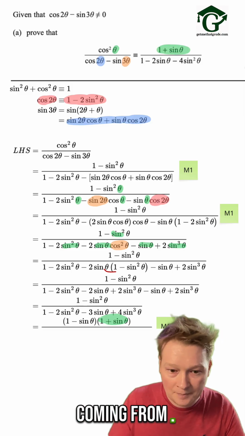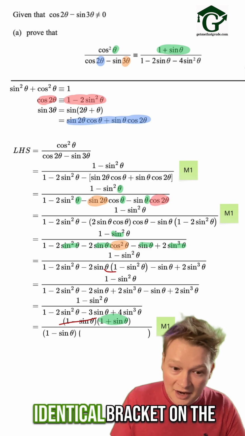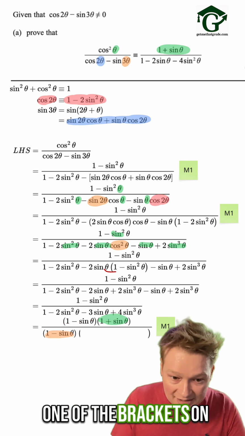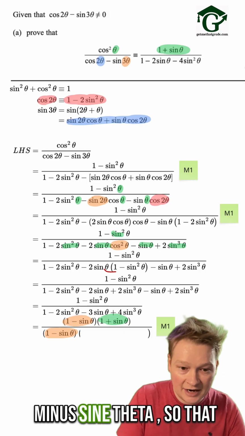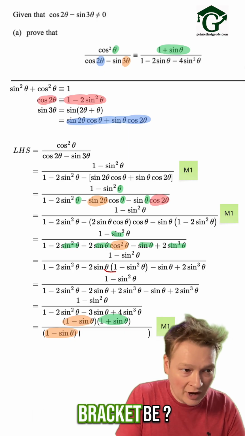That's where that's coming from. It must be that this other bracket here must cancel out with an identical bracket on the bottom. So that's telling me that one of the brackets on the bottom must be 1 minus sine theta, so that it would then cancel in the final step. What would the other bracket be?